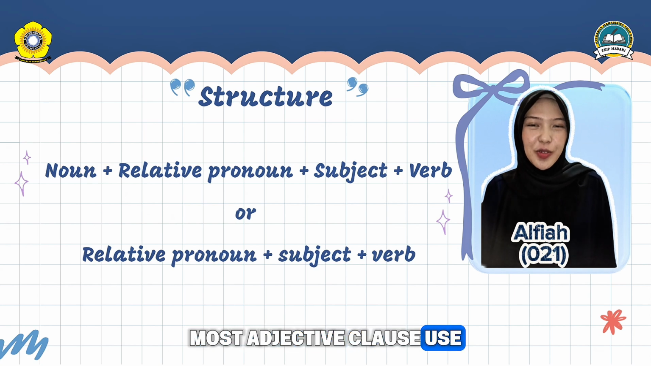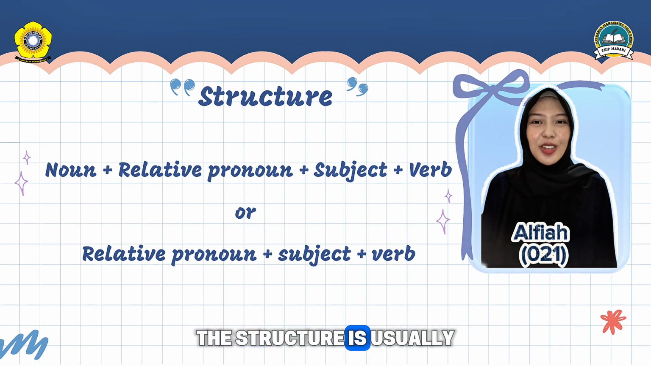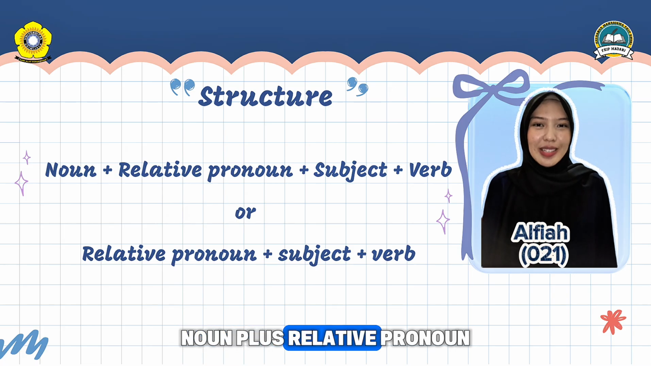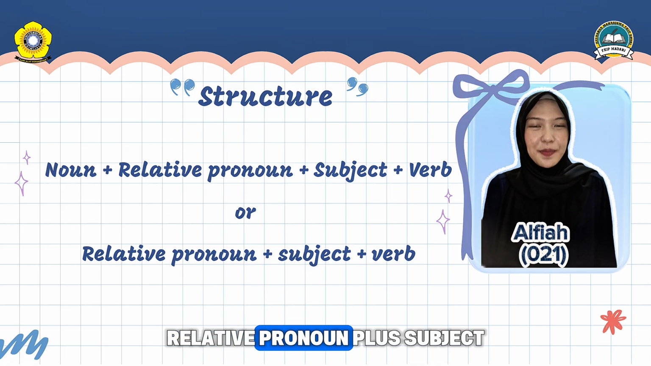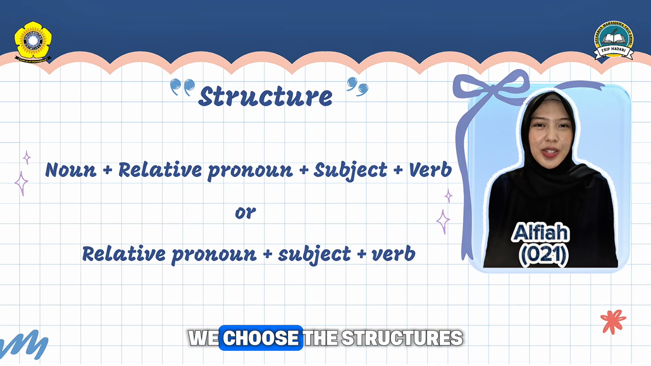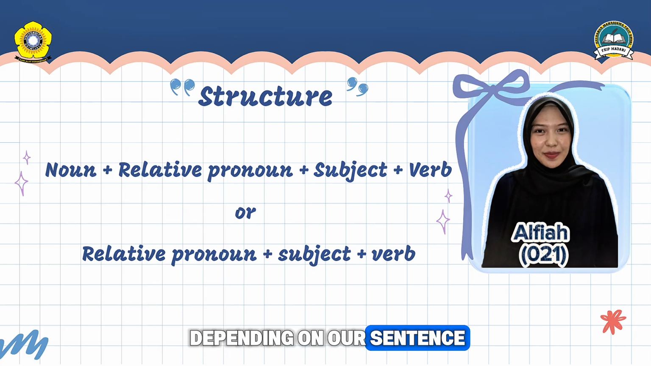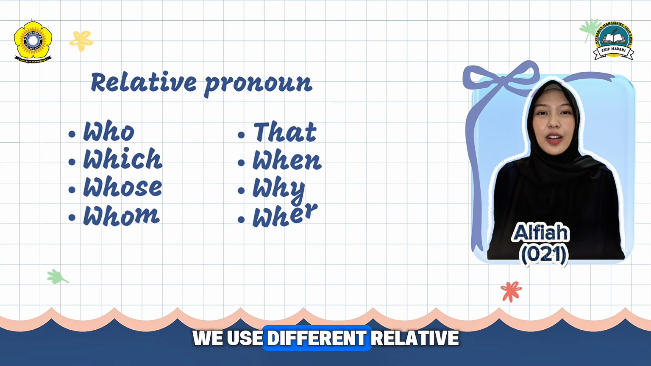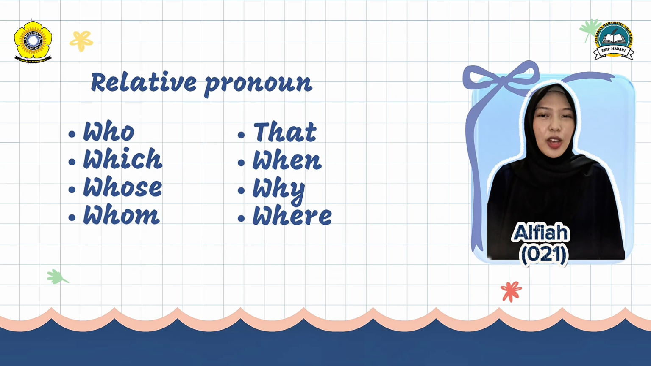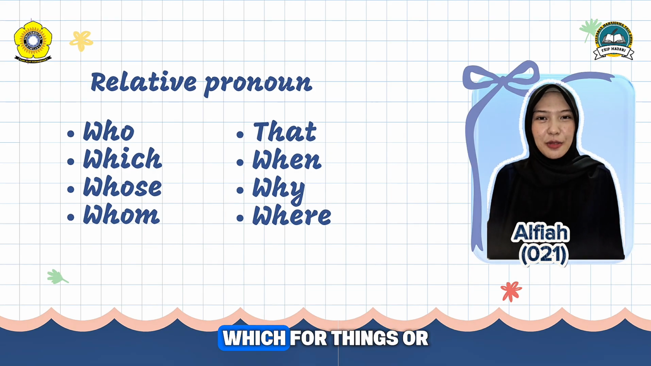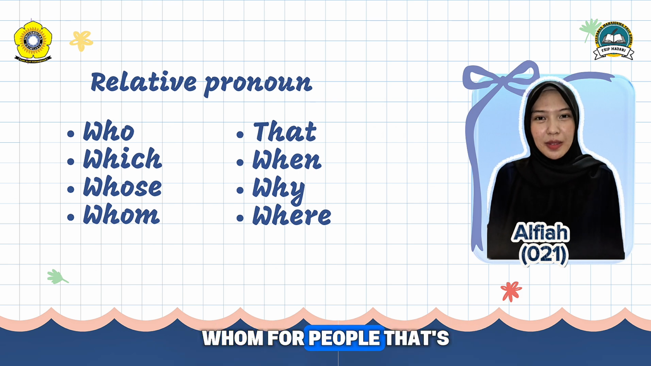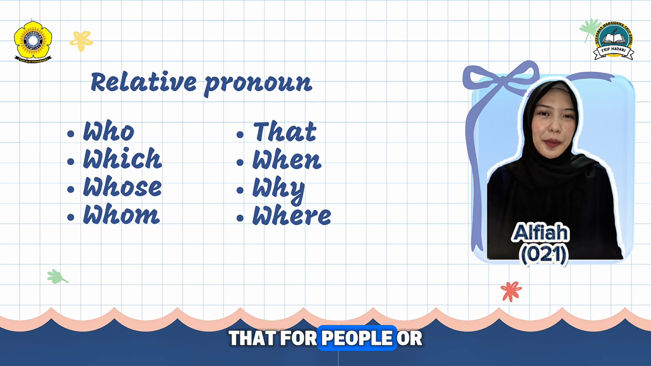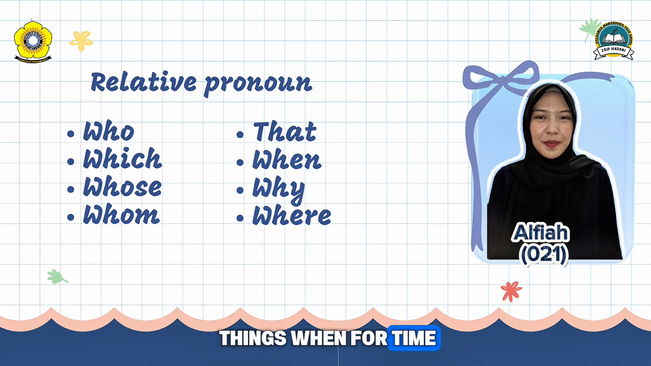Most adjective clauses use a relative pronoun. The structure is usually noun plus relative pronoun plus subject plus verb, or relative pronoun plus subject plus verb. We choose the structure depending on our sentence. We use different relative pronouns depending on the noun. Who for people, which for things or animals, whose for possession, whom for people, that's more formal, that for people or things, when for time, why for reason, where for place.